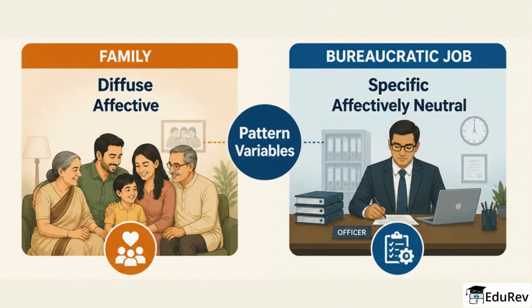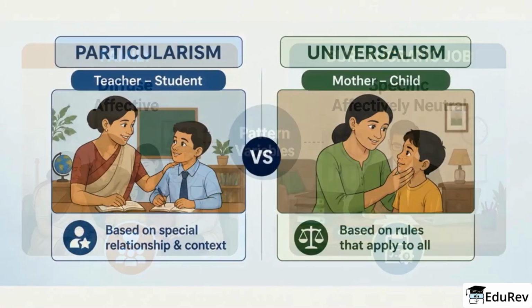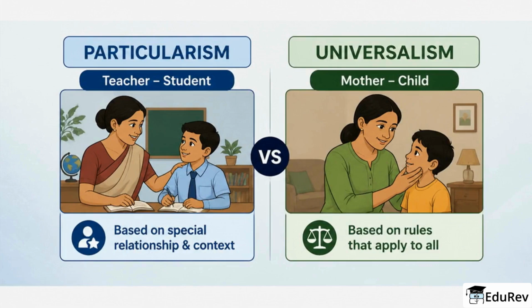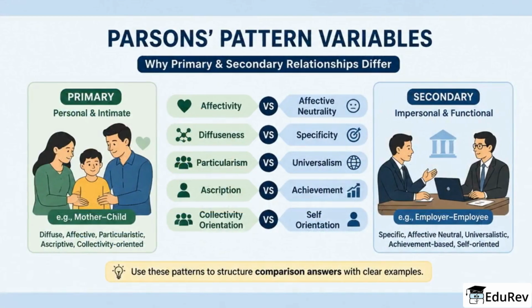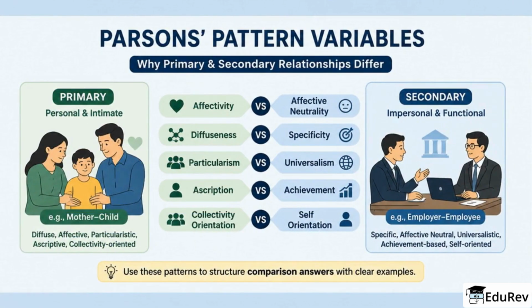Family is diffuse and affective, while a bureaucratic job is specific and affectively neutral. Use examples like teacher-student versus mother-child to illustrate particularism and universalism in an answer. Parsons suggests these patterns explain why primary relationships differ from secondary impersonal ones. Use this to structure comparison answers.